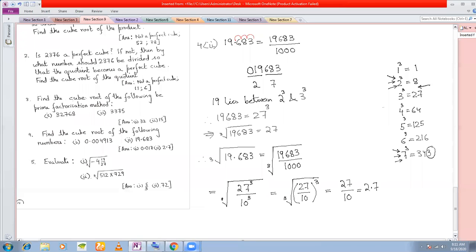So this was another practice problem. We do the next one.